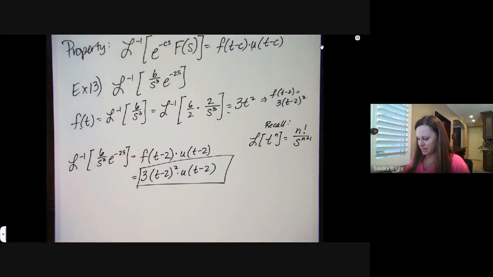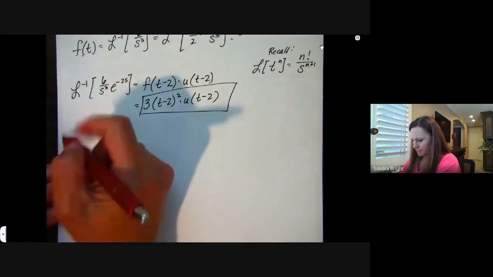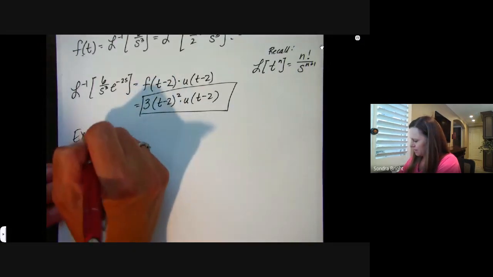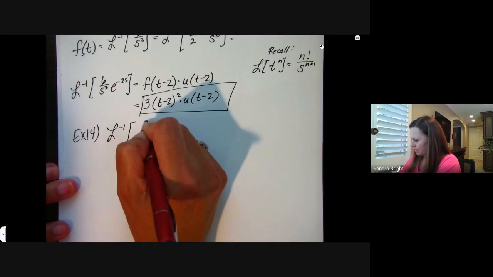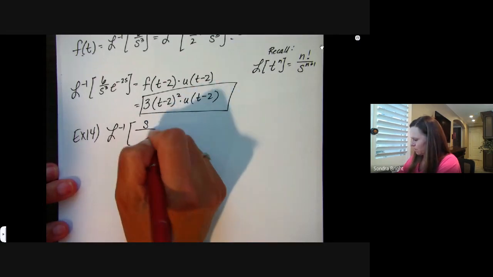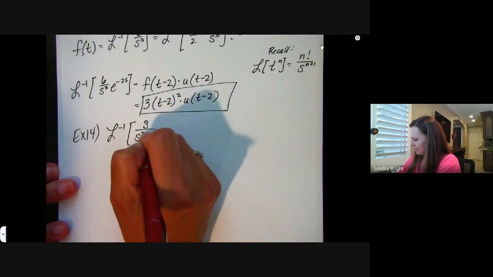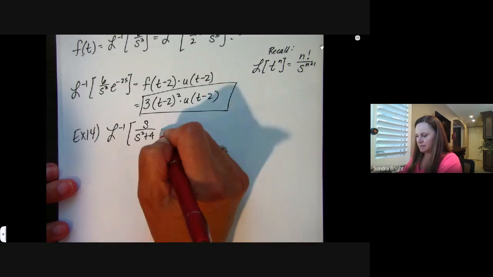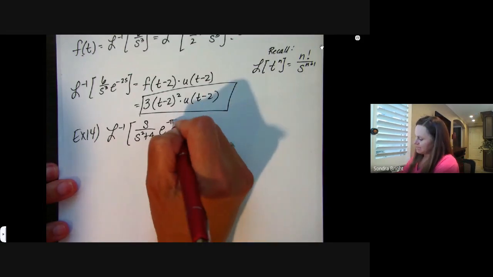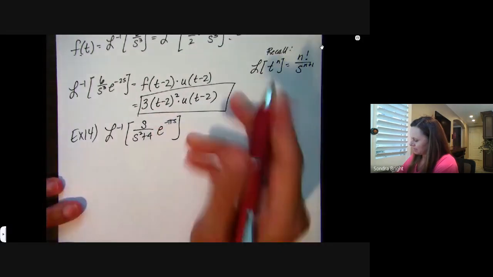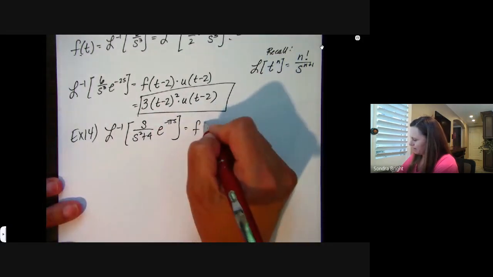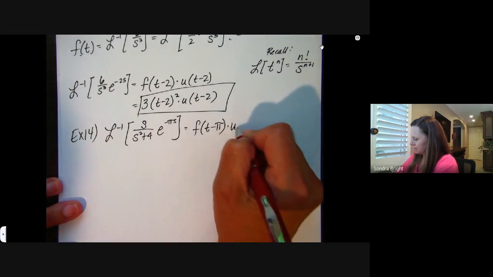All right, let's do another one of those. Number 14. Let's do the inverse Laplace transform of s over s squared plus 4 times e to the negative pi s. Since I have e to the negative pi s, that means I need f of t minus pi times u of t minus pi.